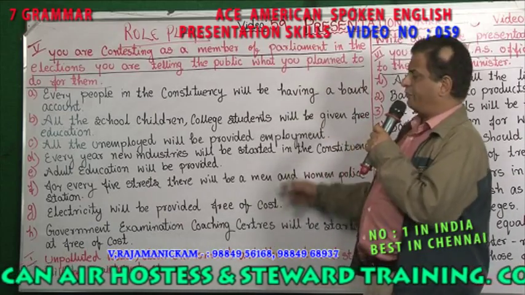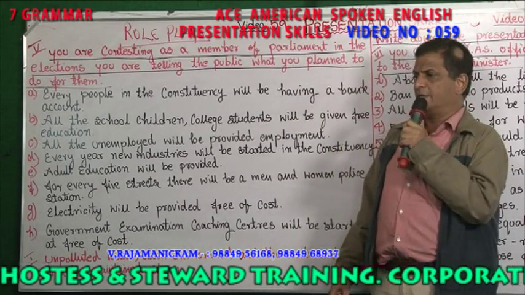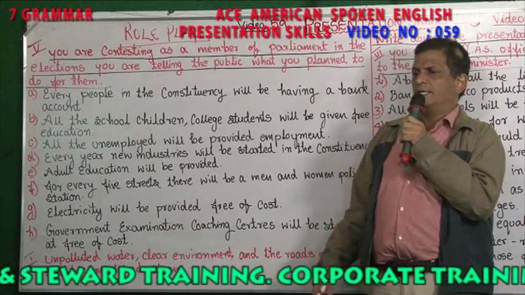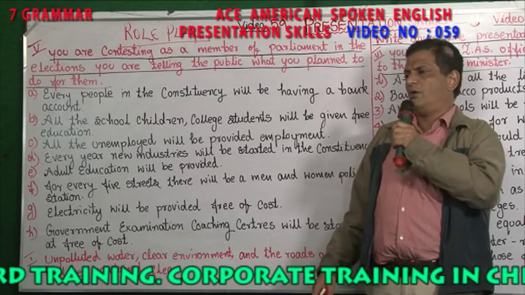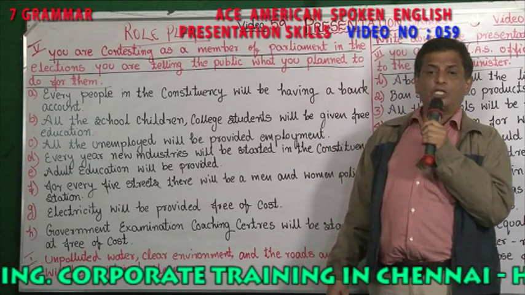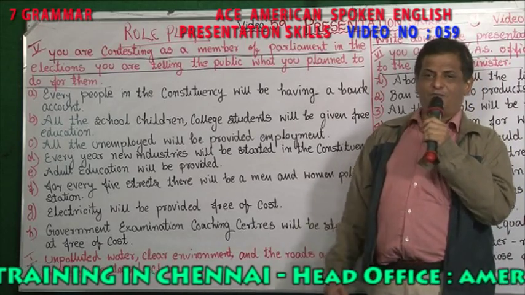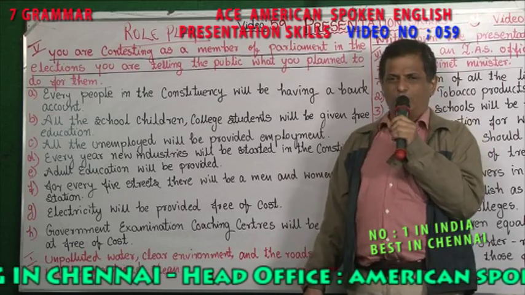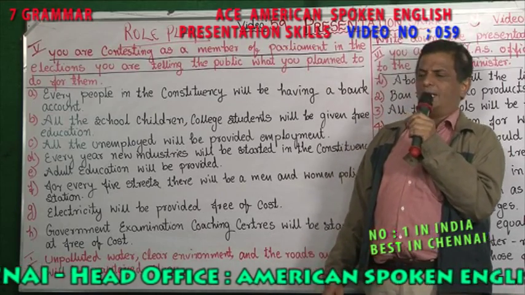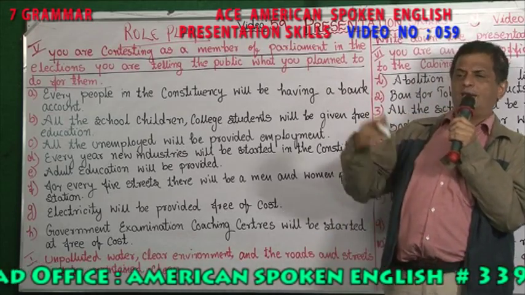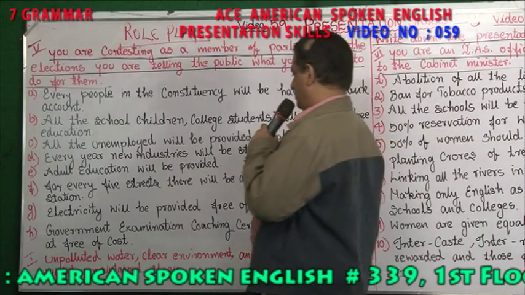Electricity will be provided free of cost. Very important, isn't it? In your budget, what you earn, a certain amount of money goes for electricity. So electricity will be provided free because of the solar, and a lot of new inventions have come through wind, through water, through solar energy we get current. So free electricity will be provided. This is one of the promises.